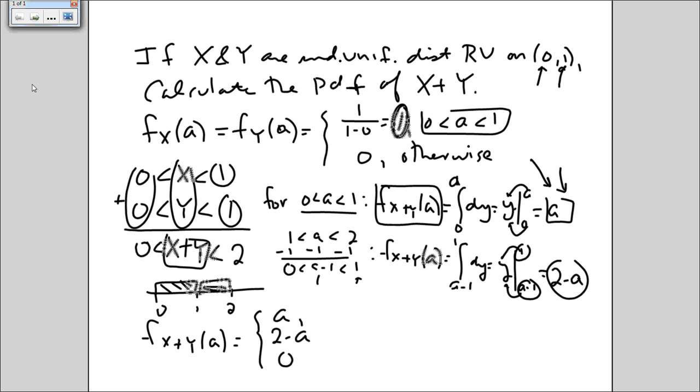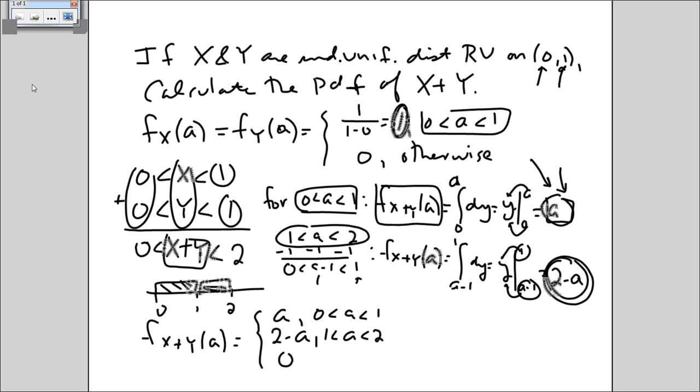Well, when did we get a? A is between 0 and 1. When did we get 2 minus a? When a was between 1 and 2. And those were the only values that really a gave us. We got 0 otherwise.